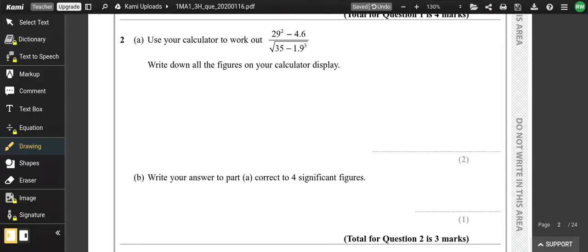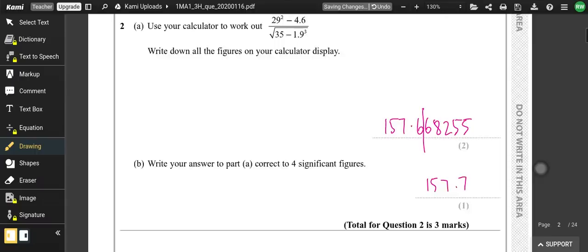Use your calculator to find that out and write down all the figures on your display, so you just have to copy that into your calculator. Square root of 35 minus 1.9 cubed, 157.668255. And round this to 4 significant figures, so 157.7. There's the 4th significant figure there. The next digit is above 5.